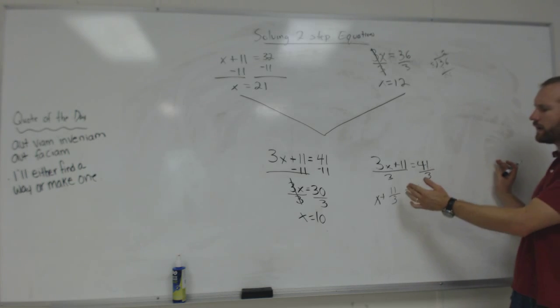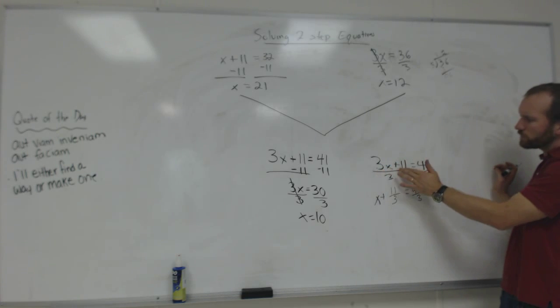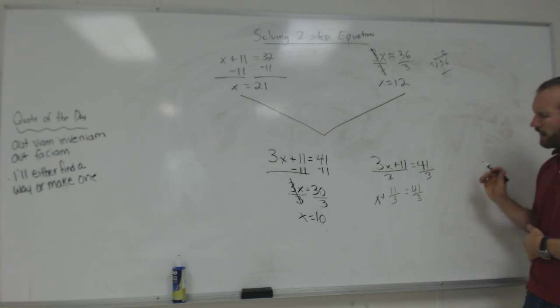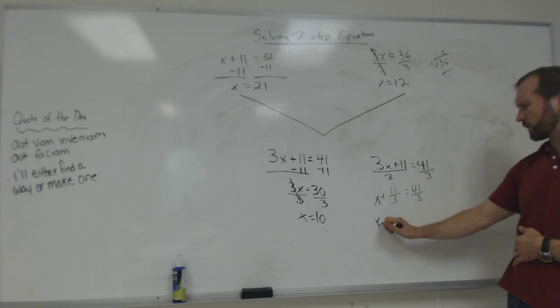The key is I can't only divide this by 3. I have to divide the whole side of this equation by 3. Now I can get my x alone if I subtract this 11 thirds.